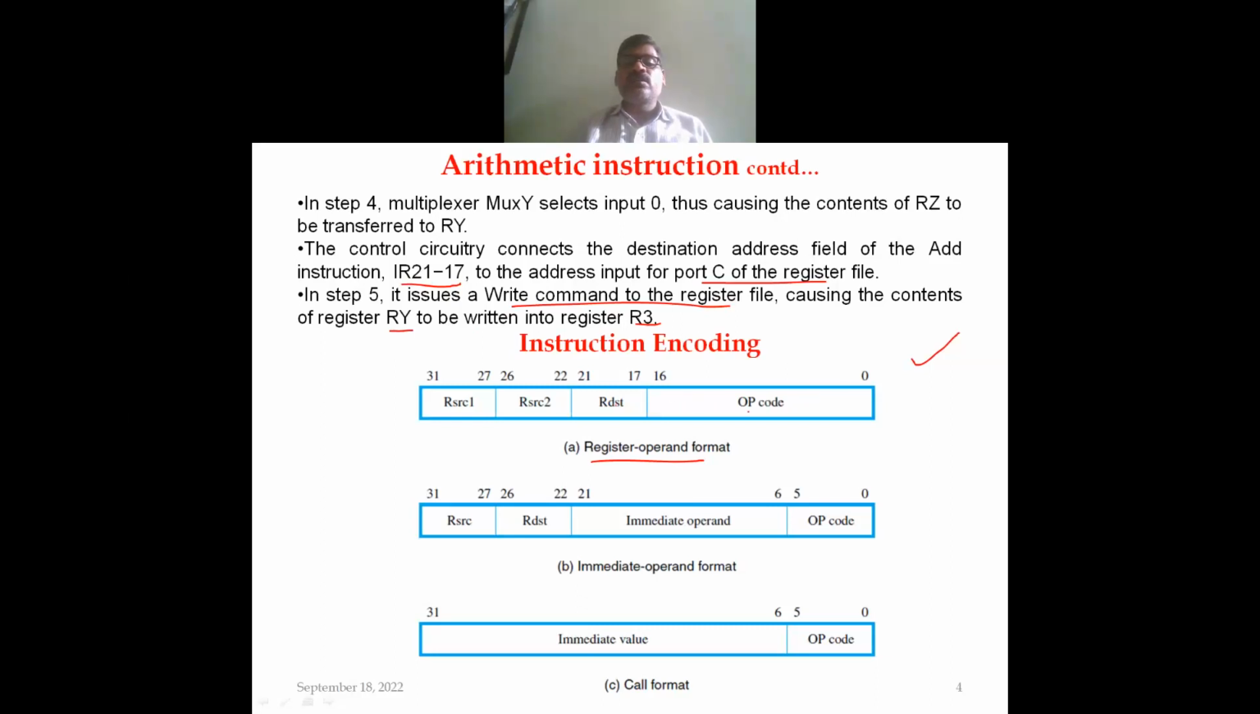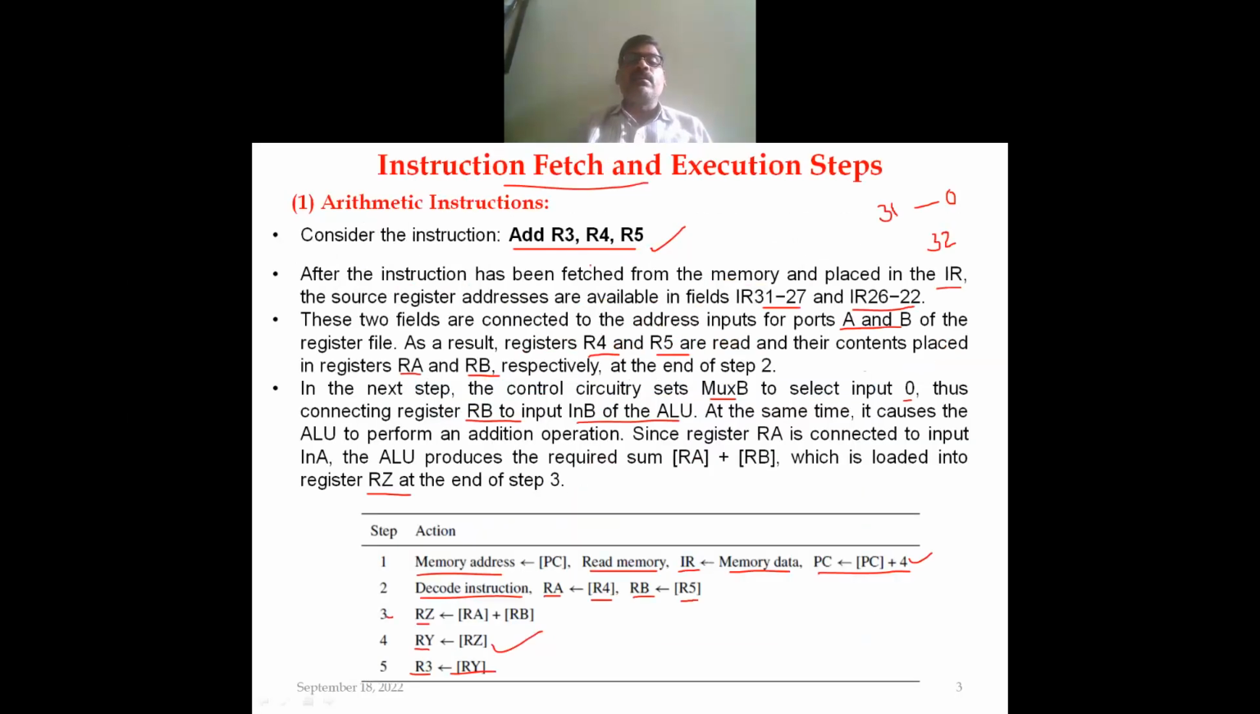So in total, 17 bits are the opcode value. Then bit positions 17 to 21 act as the destination register, 22 to 26 as register source operand 2, and 27 to 31 as register source operand 1. So that is the reason. This is the instruction encoding we have used in this particular example, add R3, R4, R5.